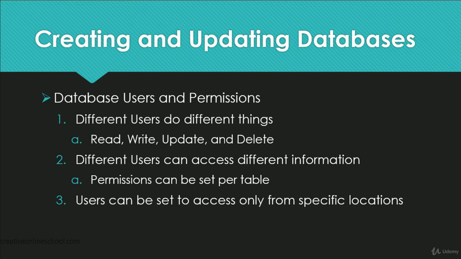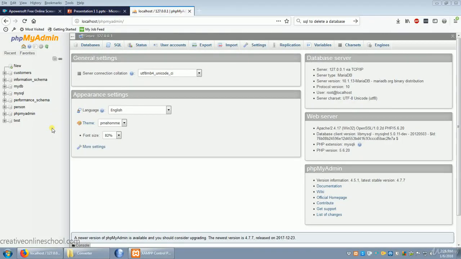And finally, a user can also be set so that they can only access information if they are making the connection from a specific place. So you could only allow access from your office, or only allow connections from other servers that you own. This greatly helps with security. Let's quickly go over how to create new users.